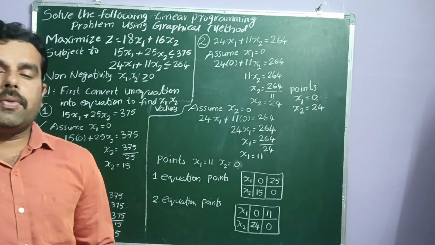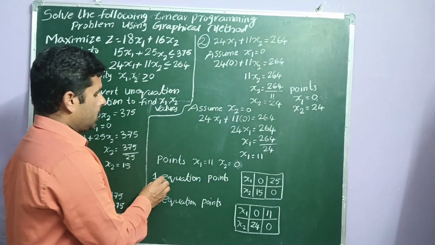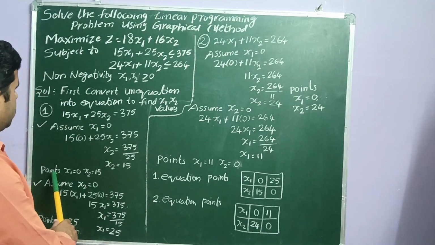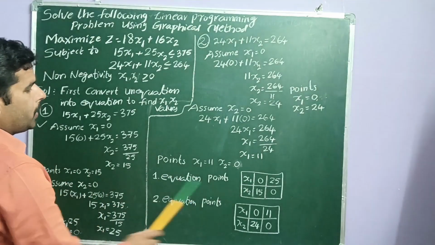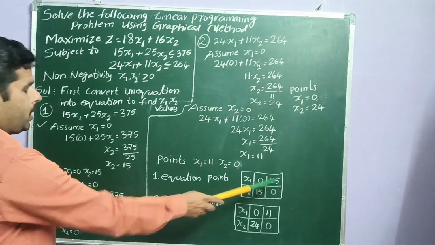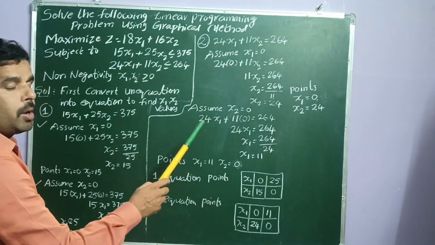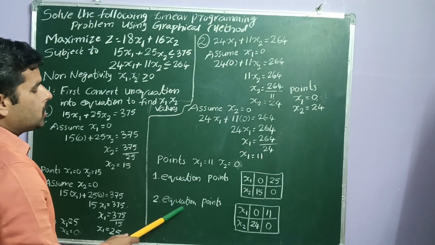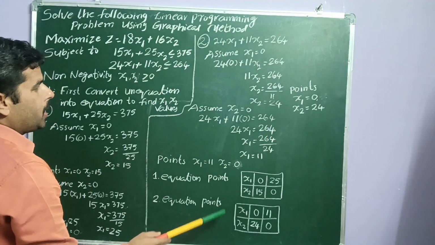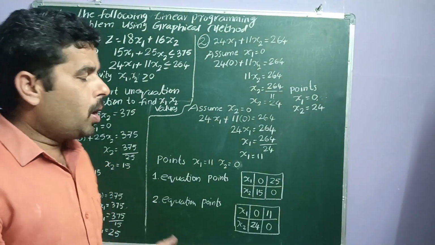After getting the values for equation 1 and equation 2, we write them down. Observe carefully. The first equation points are x1 equals 0, x2 equals 15, and x1 equals 25, x2 equals 0. We are going to plot these points on the graph paper. The second equation points are x1 equals 0, x2 equals 24, and x1 equals 11, x2 equals 0. These points we also plot on the graph paper.